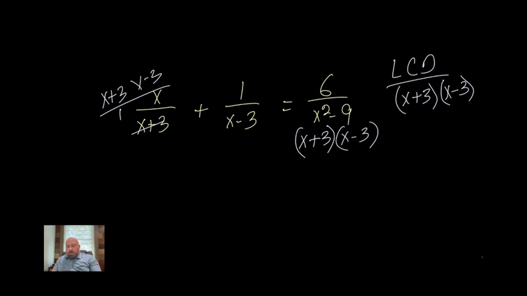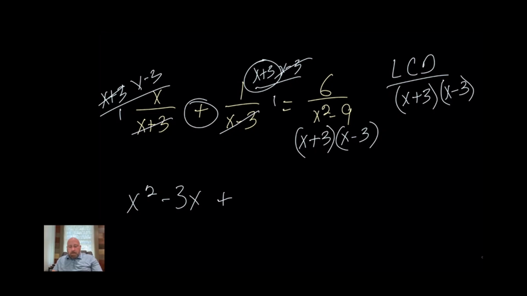And what happens here? x plus 3 cancels with x plus 3, and then we have this, x times x minus 3. We can go ahead and put that through to give us an x squared minus 3x. Same thing here: x plus 3, x minus 3 over 1, times x minus 3, x minus 3, and we end up with the x plus 3. This is a plus, x plus 3.